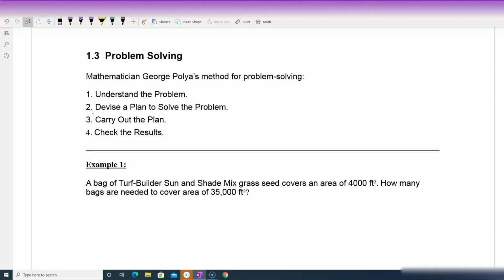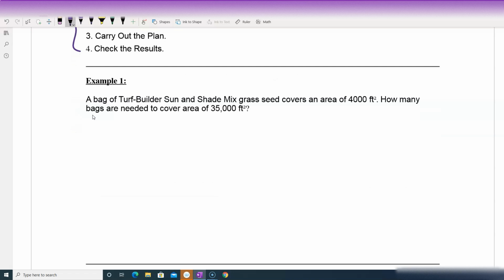Now here we have problem solving. These are steps. Of course, the first step is to understand the problem, then have a plan to solve the problem, and carry out that plan and check the results. Now, example number 1.